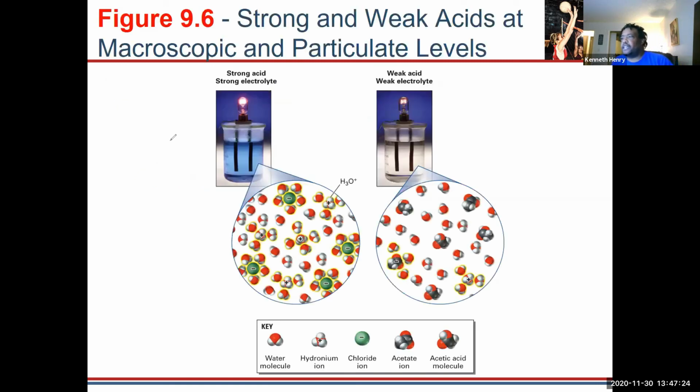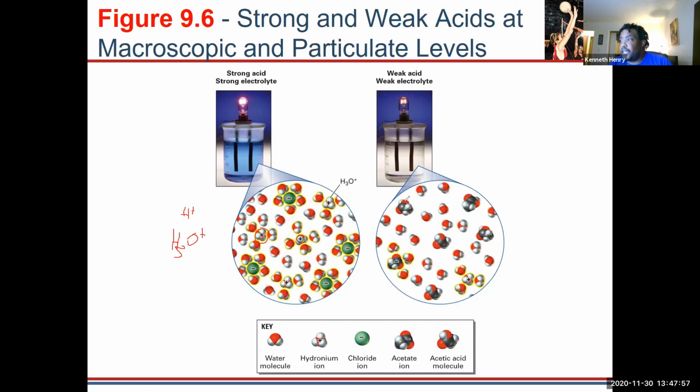Okay, so strong acid, this is hydrochloric acid. Here, we have chlorine, and this is our hydronium ion right here. That's our H plus connected with water, or H3O plus. These are our hydronium ions. You can see that they're completely separated. You don't see any of them together, right? So those are going to be strong electrolytes because it's going to completely dissociate.